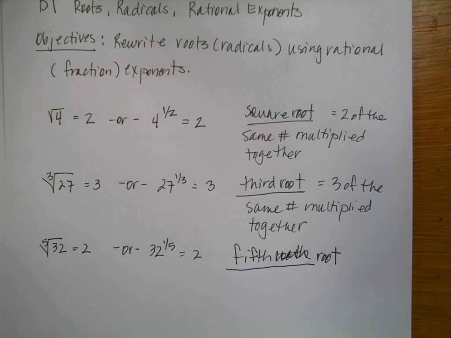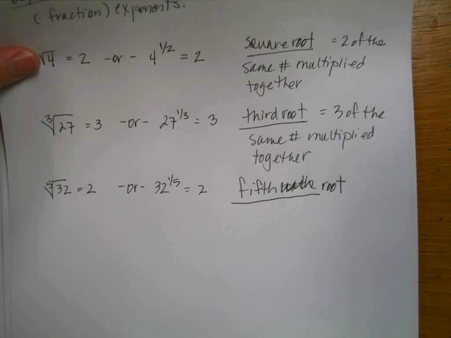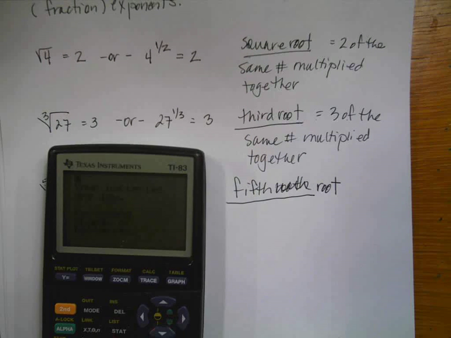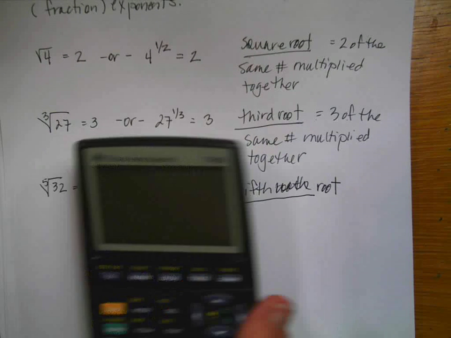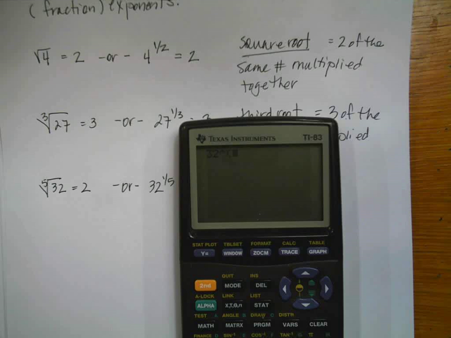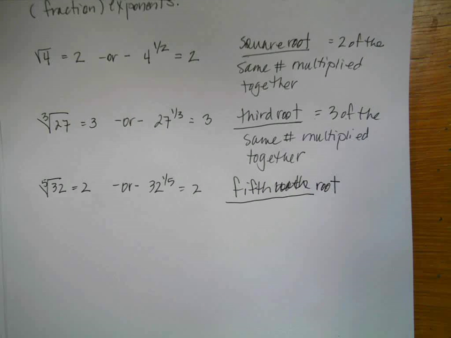So now let's do some work with our calculators, because which version of the calculator you're using depends on how you would enter it in your calculator. So the first one that I want to show you is one of these little old guys. If I wanted to do the fifth root of 32, I would do 32, and I would raise it, and then I have to do parentheses, 1 divided by 5, close, and then go. And there's my answer, okay?